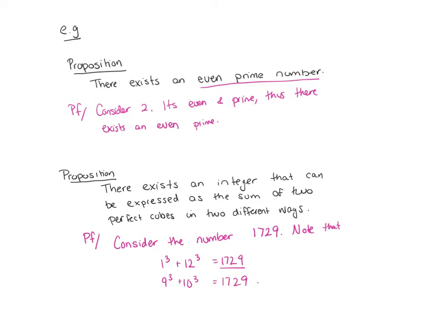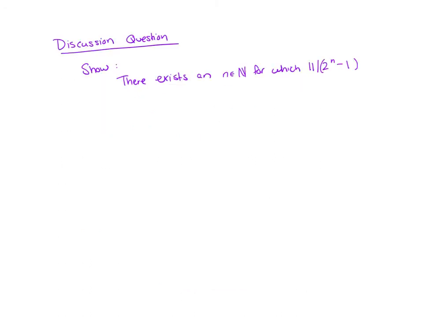Now, the only reason I'm able to give an example here is because the statement is of that form, there exists. If I was trying to prove an if-then, some sort of conditional statement, I'm trying to prove a for all, you can't just give an example. But to prove that there exists, you can. All right, so here's a question for you to think about. I want you to show that there exists some natural number n for which 11 divides 2 to the n minus 1. So see if you can figure out which n that is.